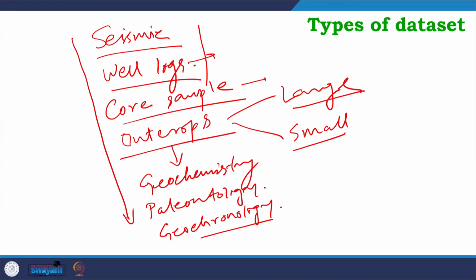So, first we start with the seismic data. In case of seismic data, we get a continuous subsurface imaging. We can get idea about the large scale tectonic setting of the basin. We get idea about the structural styles, because in seismic data, we are getting a seismic profile across the entire basin, where the regional stratigraphic architecture and imaging of all possible depositional elements can be very easily observed.